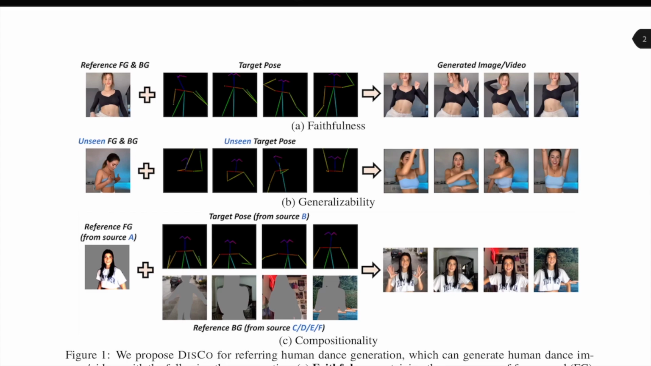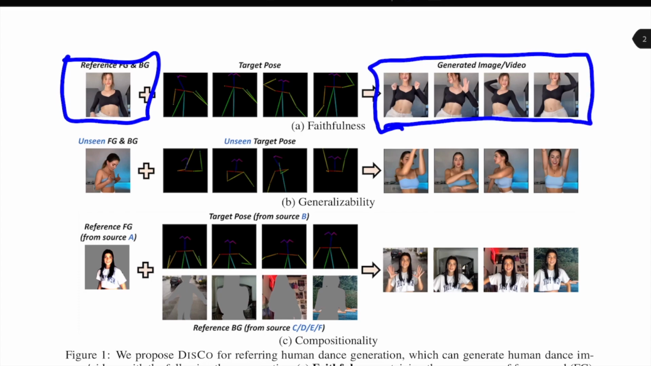In this case, you can see the three key things this paper wants to achieve. One is faithfulness. So this is inputting a reference image here that is both foreground and background. So we're going to keep the same foreground character and have a background image the same. We're going to apply a target pose. The output will be a series of frames that matches the pose for this character. And it should be faithful to the same foreground, background, and pose.